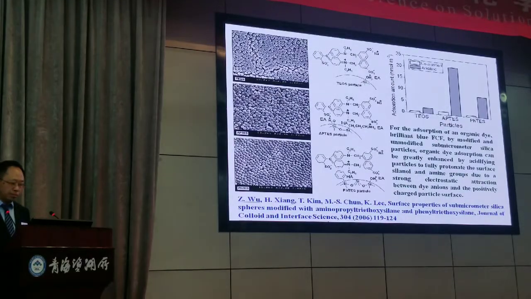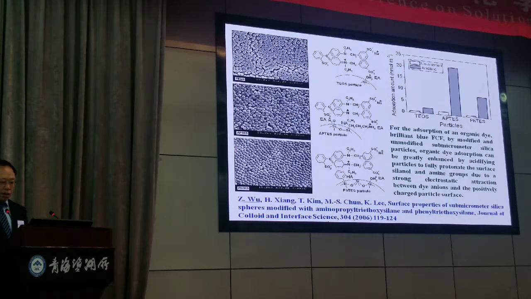Another example to show the importance of electrostatic attraction. For the adsorption of an organic dye, green blue FCF, by modified and unmodified submicron particles, organic dye adsorption can be greatly enhanced by acidifying the particles to fully protonate the surface silanol and amine groups, due to a strong electrostatic attraction between dye anions and the positively charged particle surface.